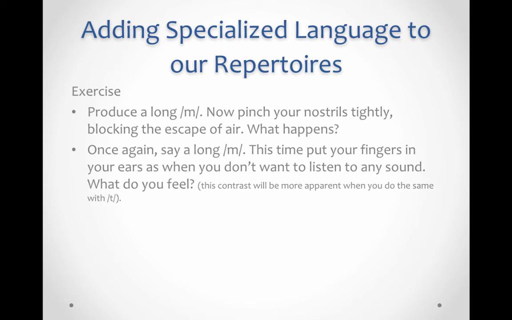Once again, pronounce a long m sound. This time, put your fingers in your ears strongly, as when you don't want to listen to any sound. What do you feel? So say m and put your fingers inside your ears. Now, this contrast will be more apparent when you do the same with t. So say m and then t with your fingers inside your ears. Write what you perceive.